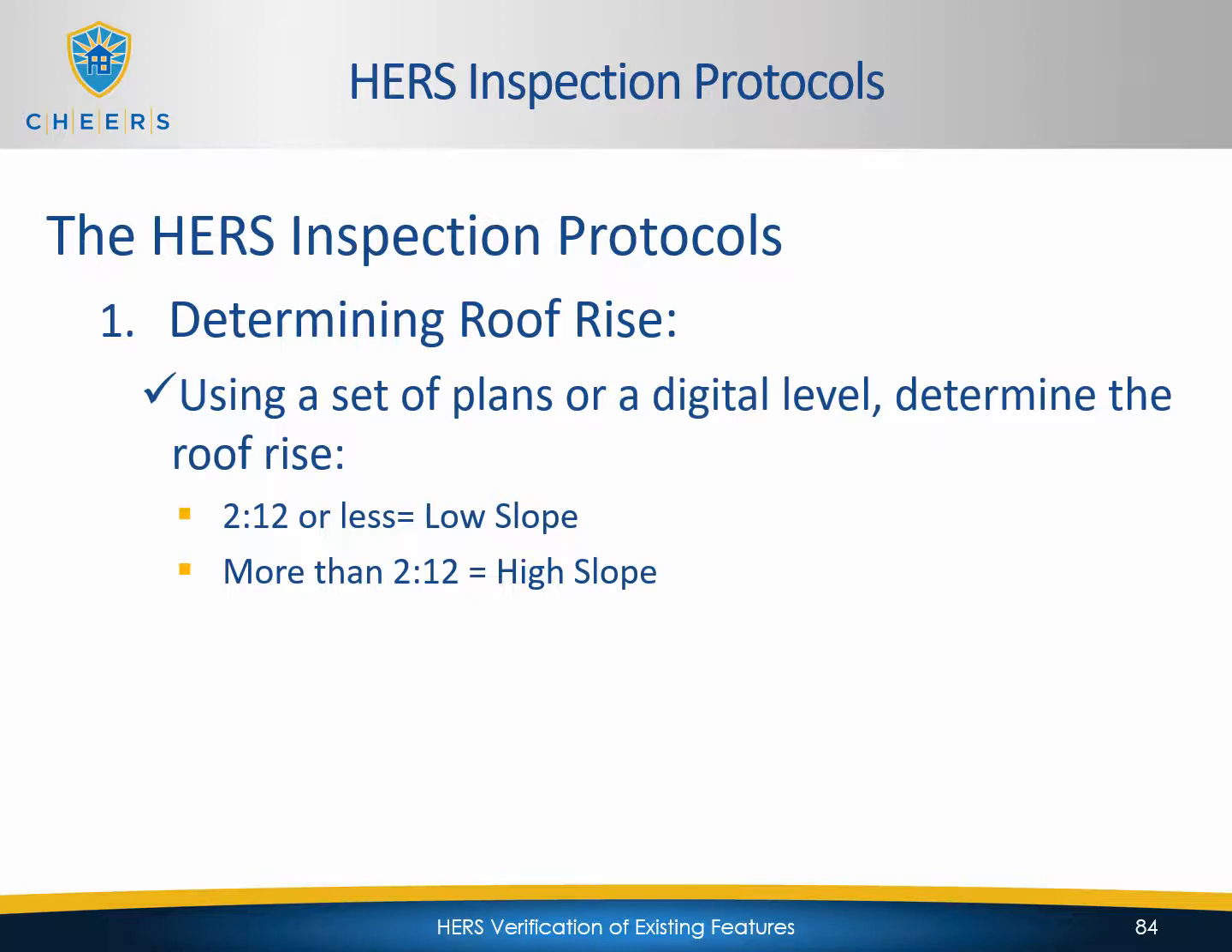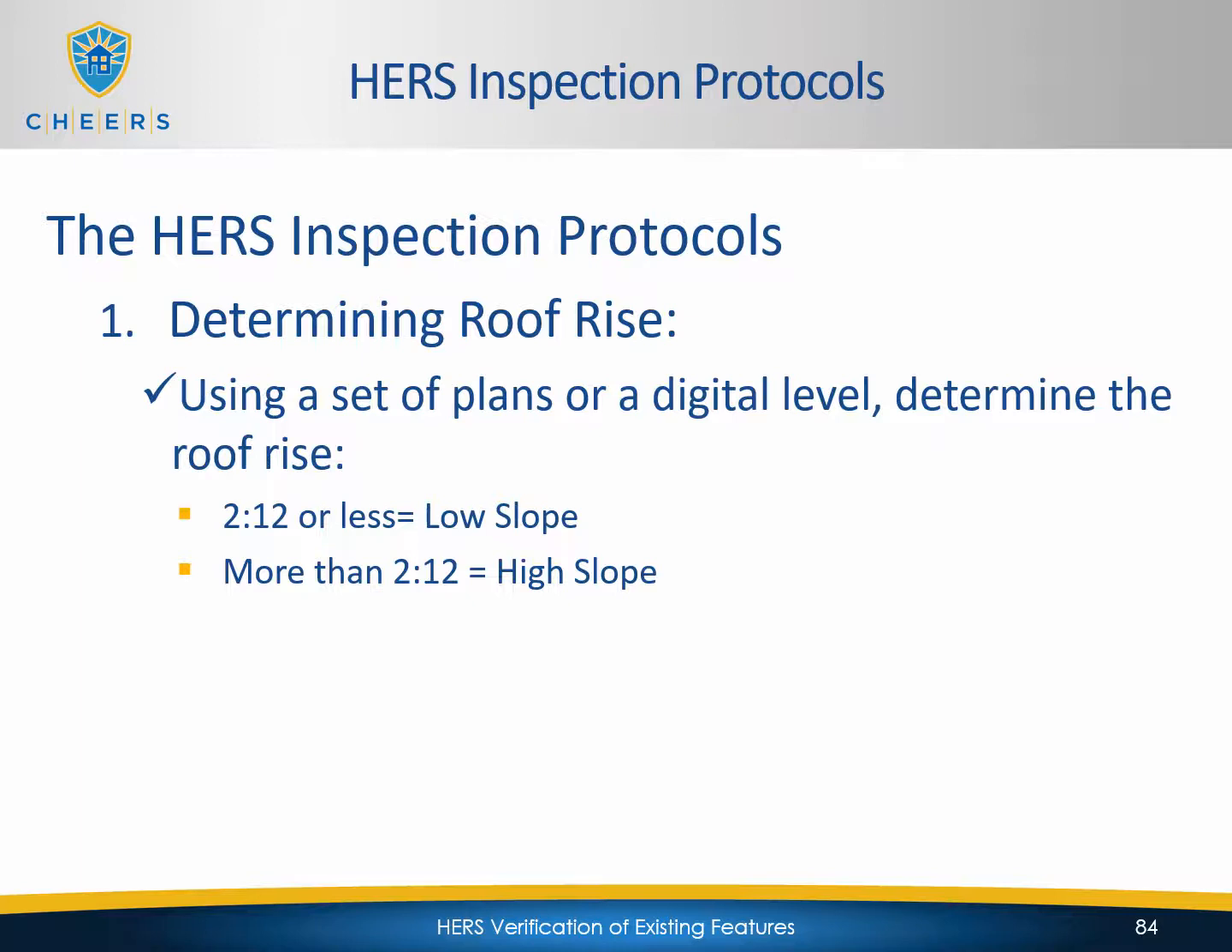So you can convert those over to a degree pretty easily, or a lot of digital levels have a roof rise or a slope built into them as well. So you're going to just measure that roof. It's pretty easy to determine if it's more than 2 and 12, it's going to be a high slope. If it's less, then it's going to be considered low slope.